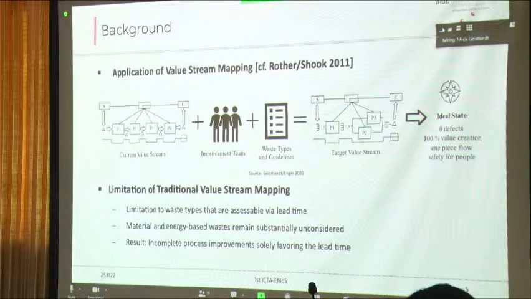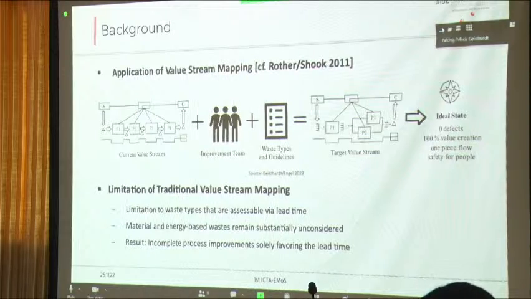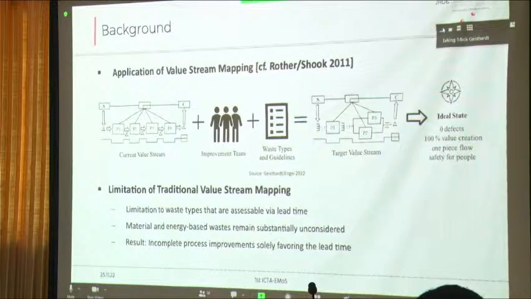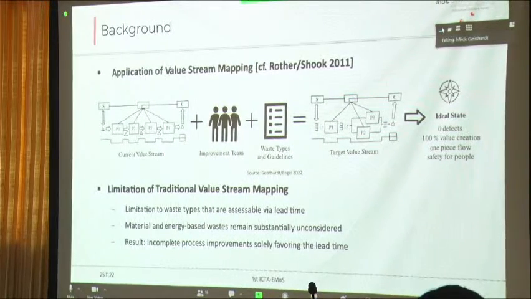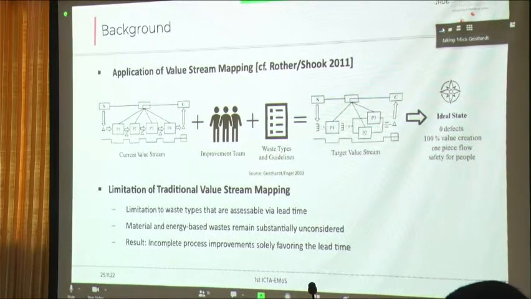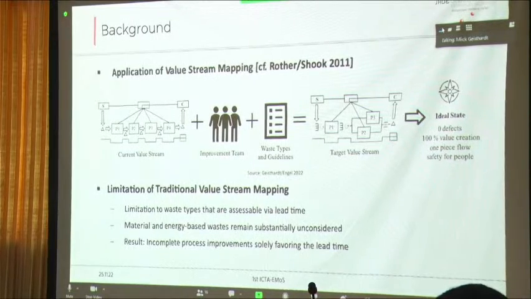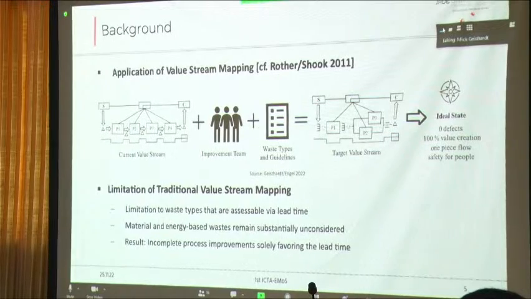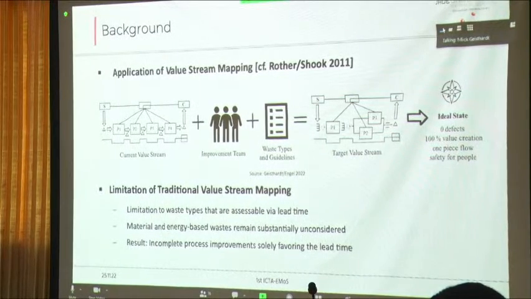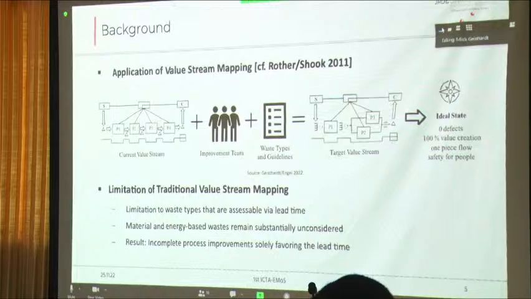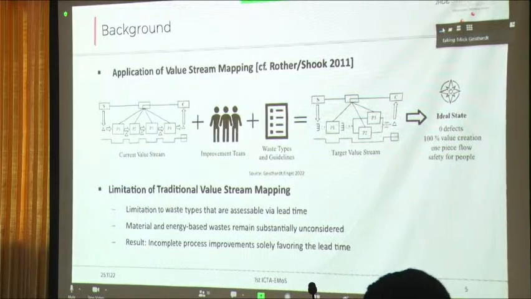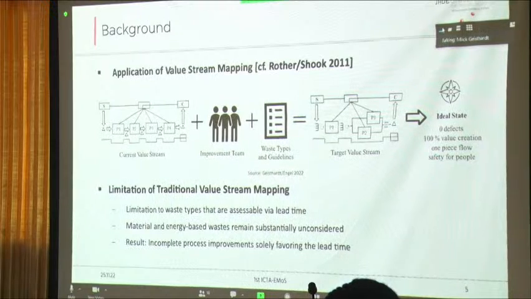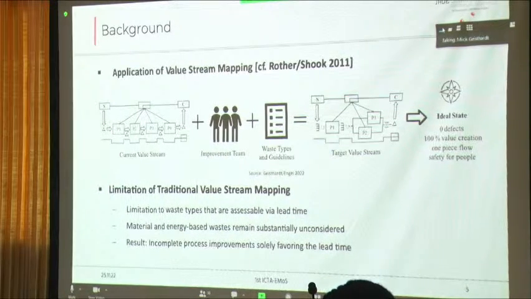Yes, this is then optimized. Everything is moving towards the ideal state defined by the Toyota production system, which means 0 defects, 100% value creation, one-piece flow, and of course safety for the people. The problem with these methodologies is the limitation that value stream mapping is limited to waste that is accessible via lead time. So costs and resource efficiency can hardly be integrated. As a result, we have incomplete process improvement solely favoring the lead time.